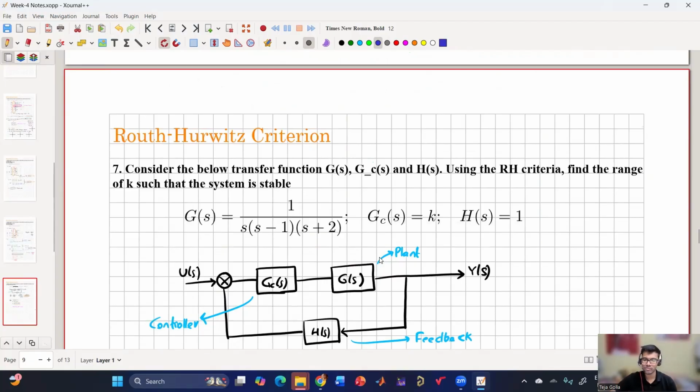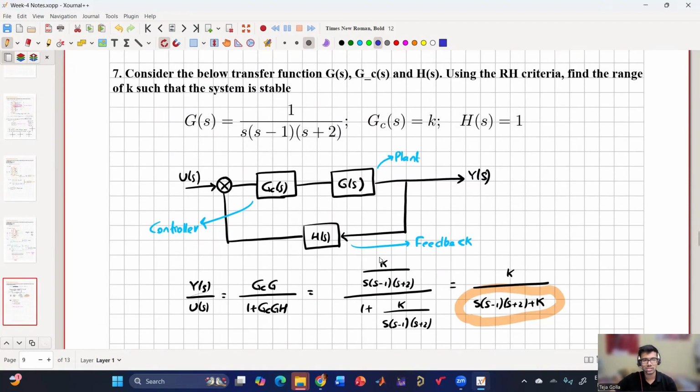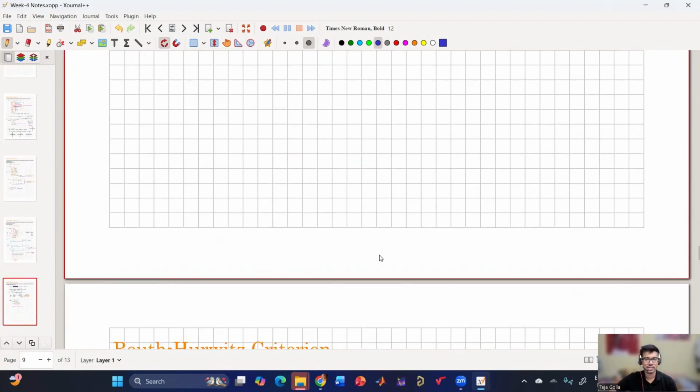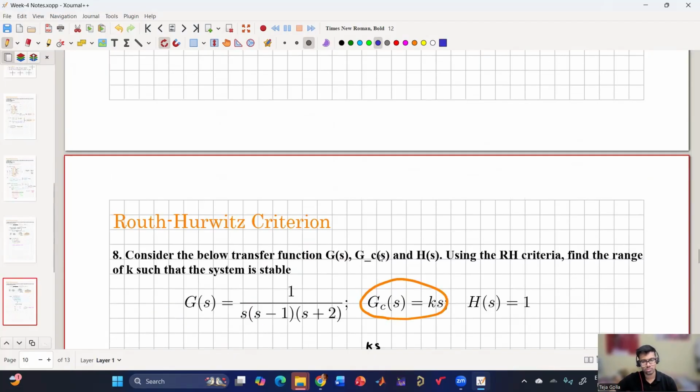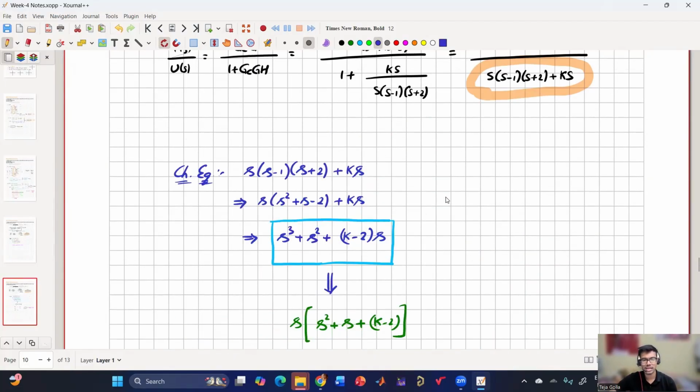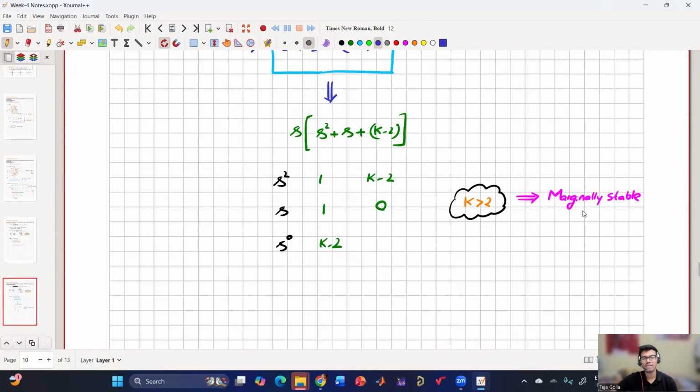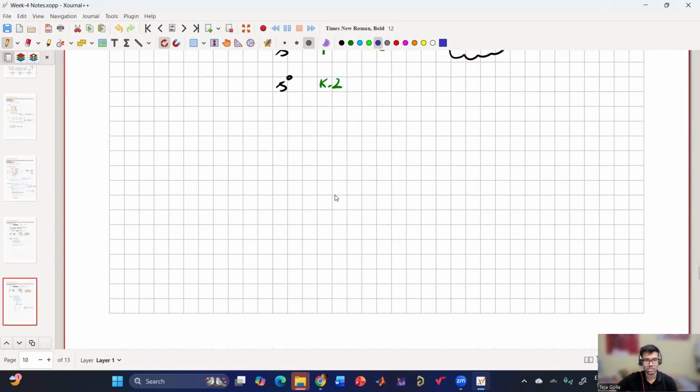And in this problem, I have not given the characteristic equation, but I have given a closed loop system, and I have asked whether there is any k such that the system can be stabilized. In one case it is not possible. In the other case, I have given ks, and then we got marginally stable. And even for marginally stable, k has to be greater than 2 because this second order polynomial has to satisfy the necessary and sufficient conditions of the RH criteria.